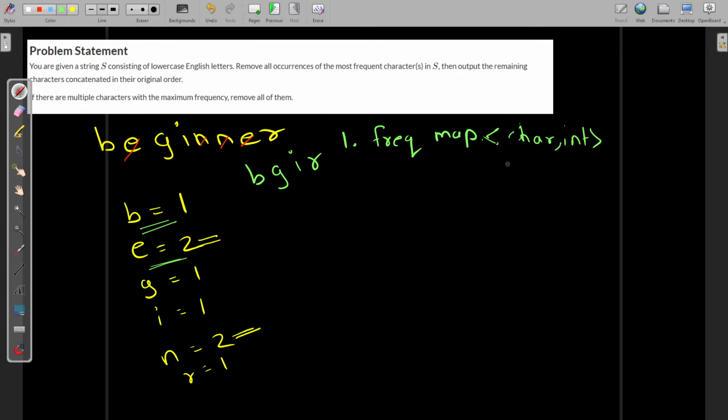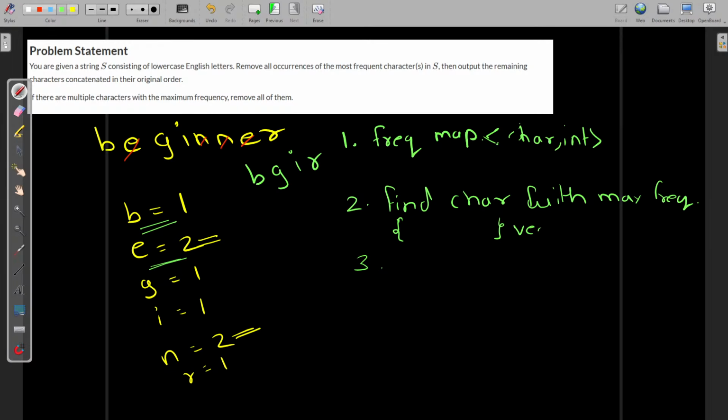It will find us the frequency of each character. Next, we will find characters with maximum frequency, and then we will have to erase those, right? So we can store these characters with maximum frequency somewhere, right?